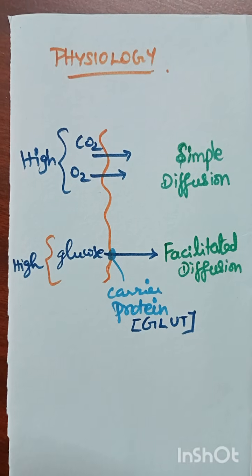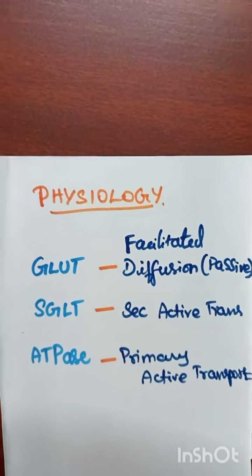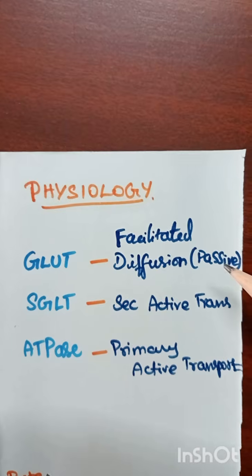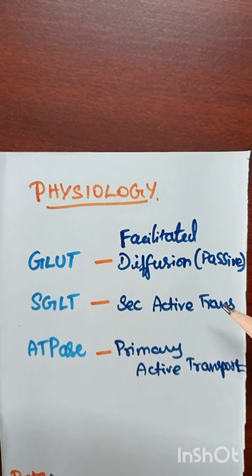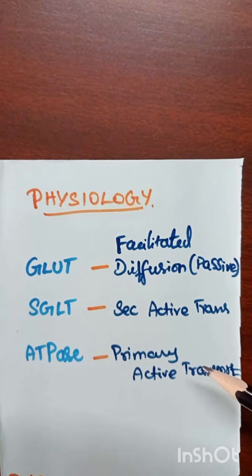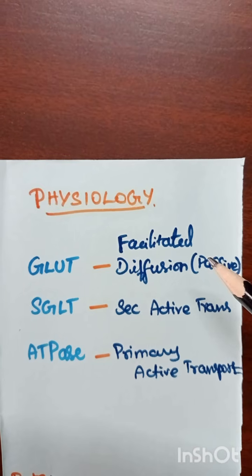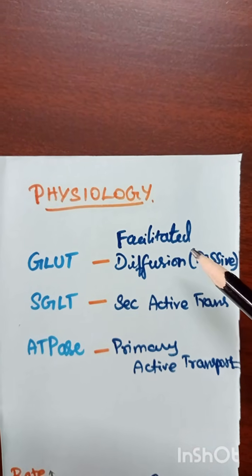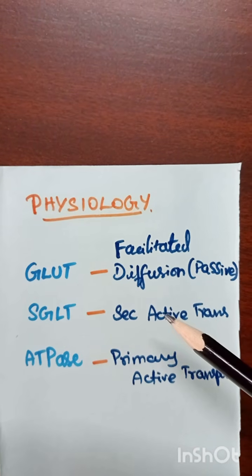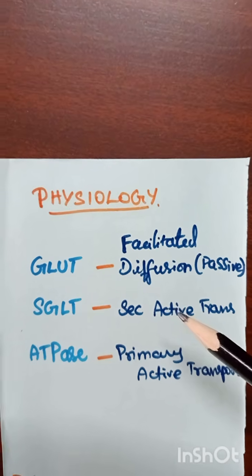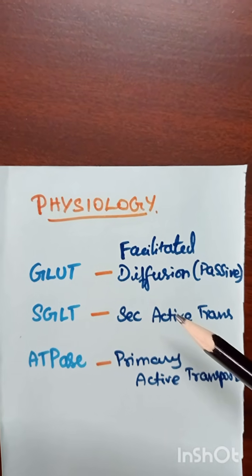So all GLUT are facilitated diffusion, and all SGLT are secondary active transport, all ATPase are primary active transport. In facilitated diffusion, glucose moves from high concentration to low concentration, but in SGLT, in secondary active transport, glucose is moving from low to high concentration.